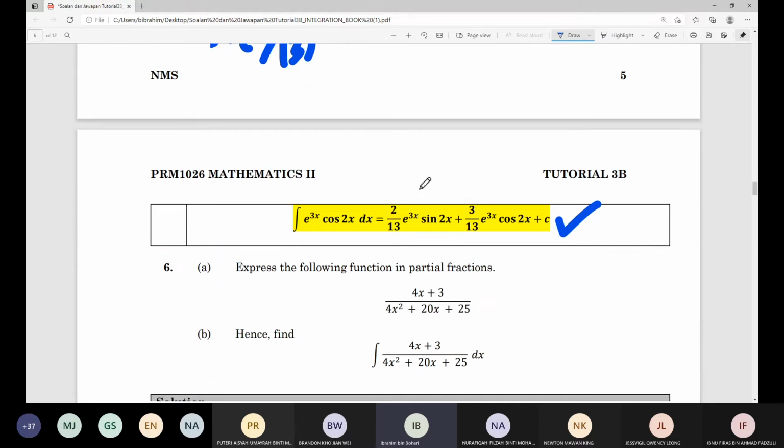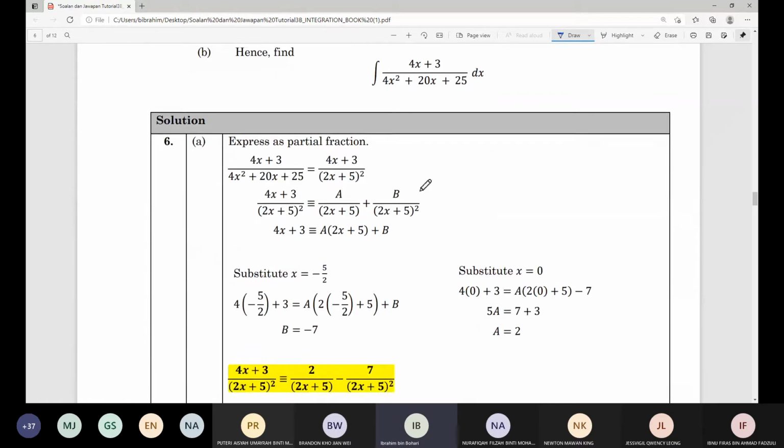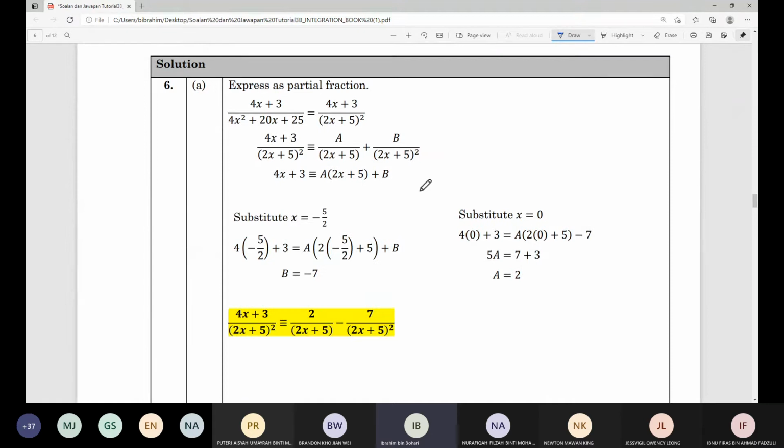You can check. And question 6. Question A, check answer. I think Question A doesn't need to be discussed. Question A, you write down the rational function in partial fractions. The denominator of the function equals 2x plus 5 times 2x plus 5. This one is a repeated linear factor.